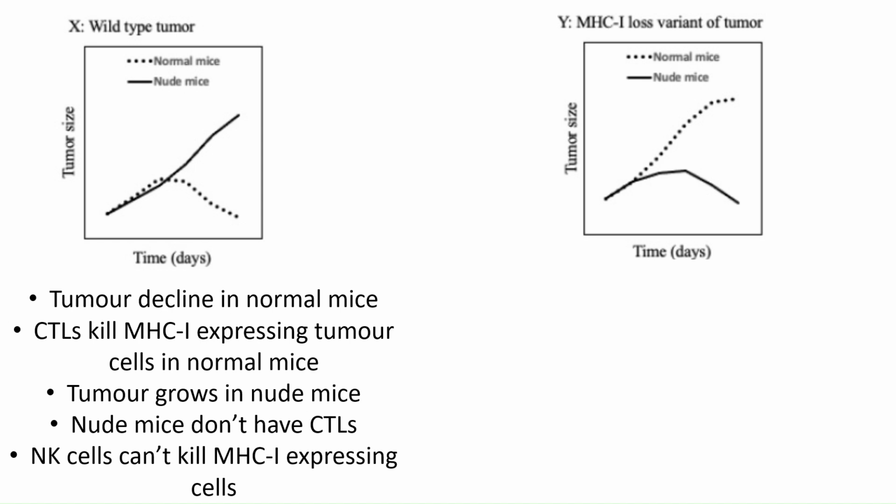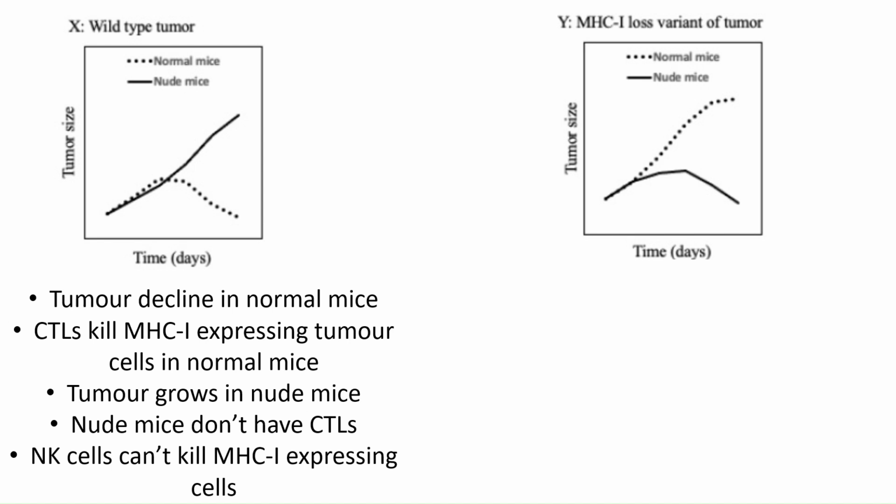So in the case of the MHC1 loss variant of tumor, there is no MHC1 to inhibit the natural killer cells. So in nude mice, they end up killing the tumor cells. But now here you might think that since natural killer cells don't require any specific organ like the thymus gland for maturation, then normal mice also have natural killer cells. So, why is the tumor growing in normal mice and why is it not going down in normal mice?